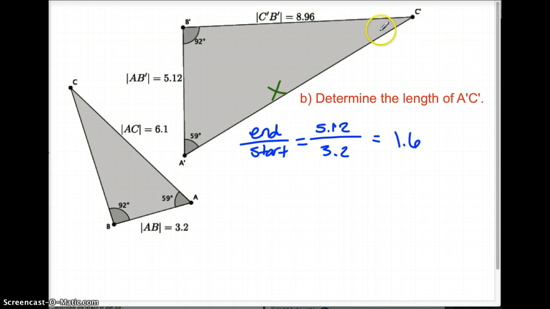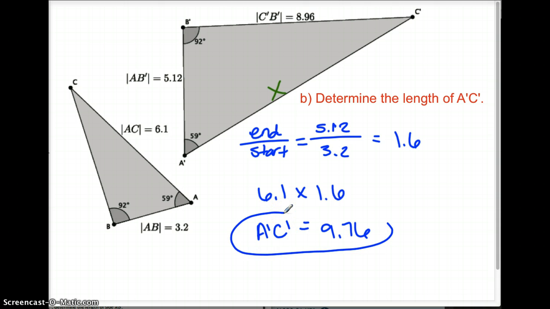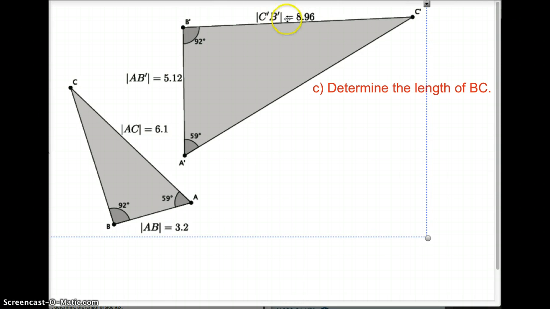So to find A prime, C prime, I'm going to take AC, which is 6.1, and I'm going to multiply it by 1.6. And again, I'll just punch that in my calculator. And so I find that the length of A prime, C prime is 9.76. So again, we had to find the scale factor by dividing where we ended by where we started, and then multiply that by the original length of where we were looking.